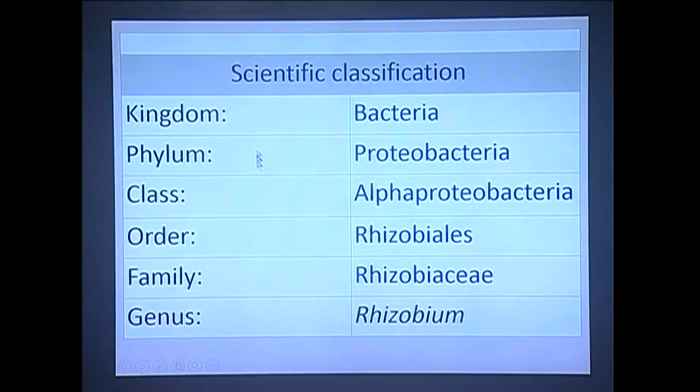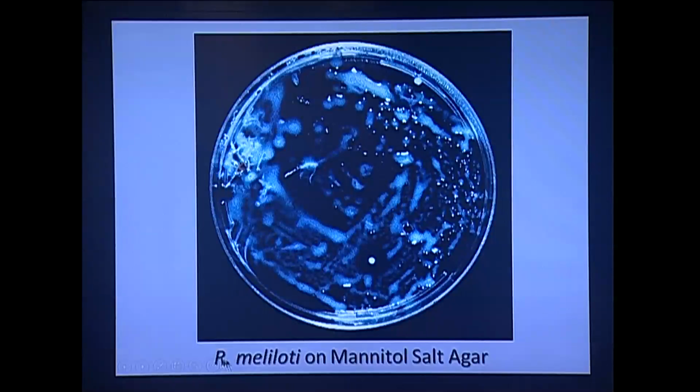This is a classification protocol for the typical organism Rhizobium. It belongs to the kingdom Bacteria, phylum Proteobacteria, class Alpha Proteobacteria, order Rhizobiales, and family Rhizobiaceae. Here you can see Rhizobium meliloti on mannitol salt agar, which produces watery white colonies. Now we have seen briefly about Rhizobium.